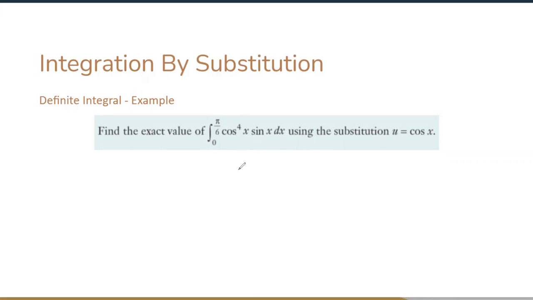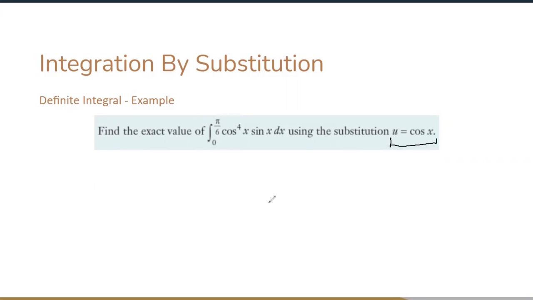Unfortunately, though, we don't have a product rule, so we will be using our new method, which is integration by substitution. Now, the steps for a definite integral example are very much the same as the previous one, just with a few more steps involving the boundary conditions. So, what's our substitution here? It is u is equal to cos of x. You're given that in the question, so that's the substitution we will be using.